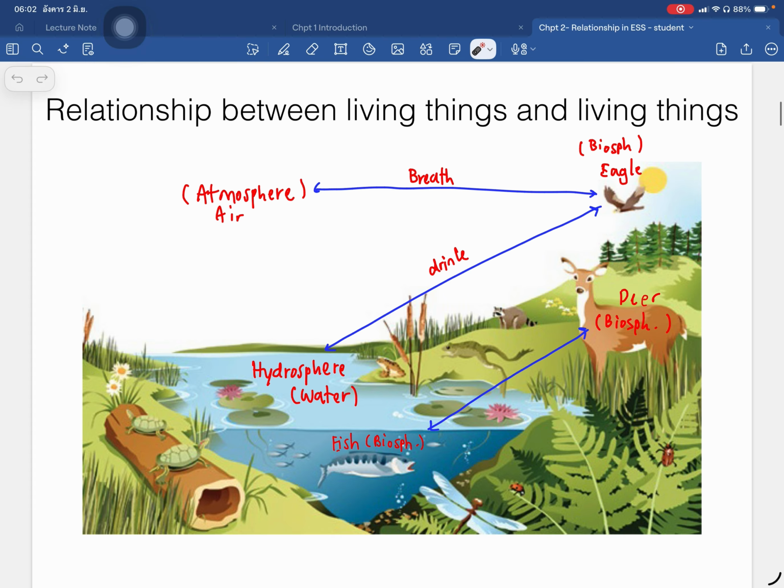And this diagram shows you the relationships of the organisms. You can draw lines to link the relationships between them. For example, the air as the atmosphere, and this is the eagle. The eagle needs the oxygen for breathing, and the eagle needs to drink the water. The big fish and the deer have to compete for the water. The deer needs to drink the water, and the fish lives inside the water. You may need to draw another 3 or 4 relationships on the paper.